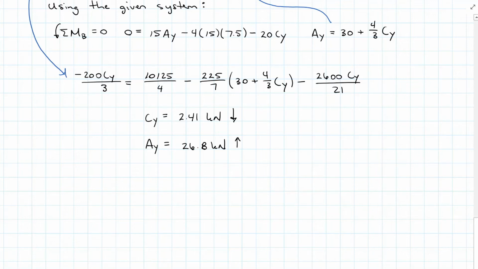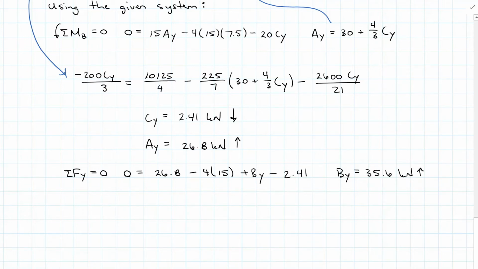And then last, I'm going to use the original given system and sum for forces in the y direction. And I will have AY minus my load plus BY minus CY. And we find that BY is equal to 35.6 kilonewtons, and it is also acting up. And then if I sum for forces in the x direction, I find that BX is equal to 0.